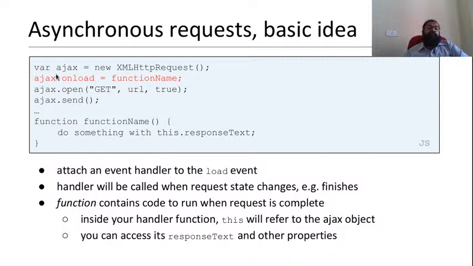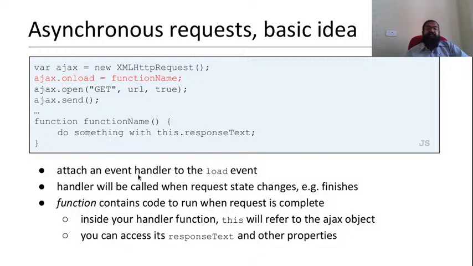Okay, so we actually set it up saying that I'm going to make an ajax call, but when the ajax response comes back, I have to call this function name. So ajax.onload = function name, and ajax.open with the method, the URL and async true, and then ajax.send. So this is the basic idea of an asynchronous request.